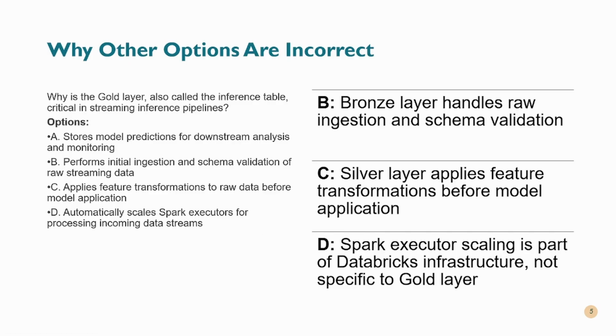So what does this really mean for you? If you're building real-time ML pipelines, understanding the role of each layer is crucial. The gold layer is where your model predictions live, ready for downstream analysis, dashboards, monitoring, and even further ML operations. It's your clean, trusted output that lets you actually make decisions in real time. Remember, bronze is raw, silver is transformed, and gold is inference ready. All right, that wraps up our deep dive into the gold layer in Delta Live Tables. If you're working with streaming data, keeping this layer in mind will save you a lot of headaches and make your pipelines way more reliable.